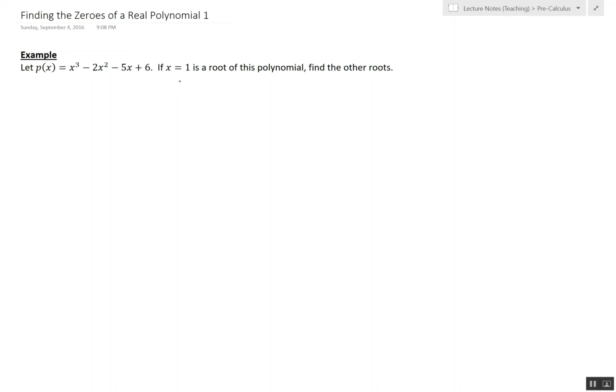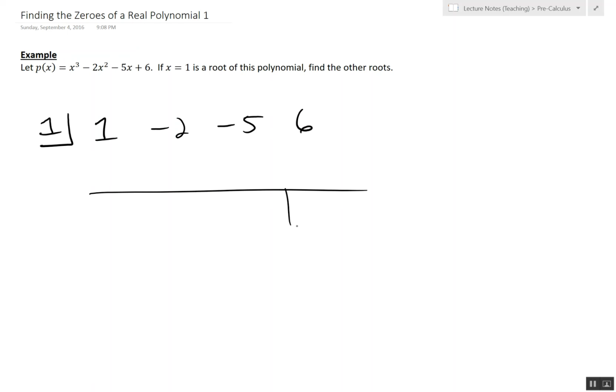So what we're going to do is first use synthetic division to figure out what this factors as. Because the factor theorem says that if this is a root, then we should be able to factor this somehow. And synthetic division tells us how to factor this.